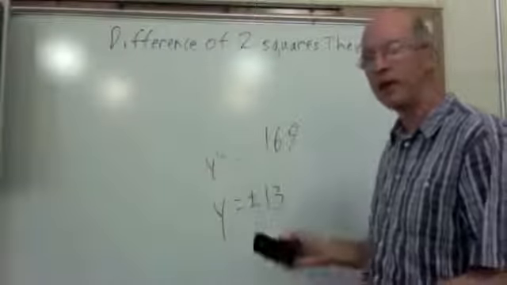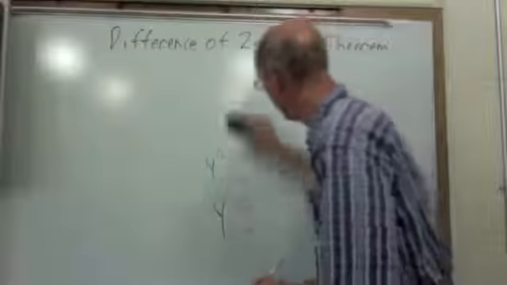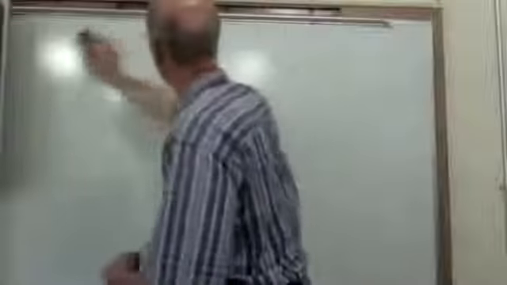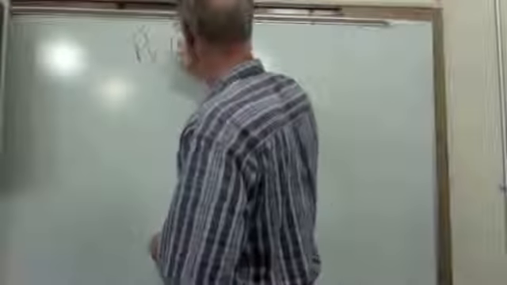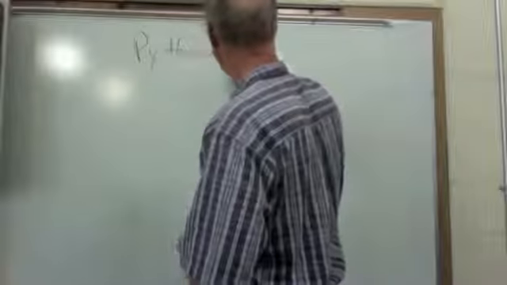Okay, that's all for the difference of two squares theorem. Let's quickly move on now and talk about the Pythagorean theorem, which is much more famous. It's a classical one. You've probably already heard of it.